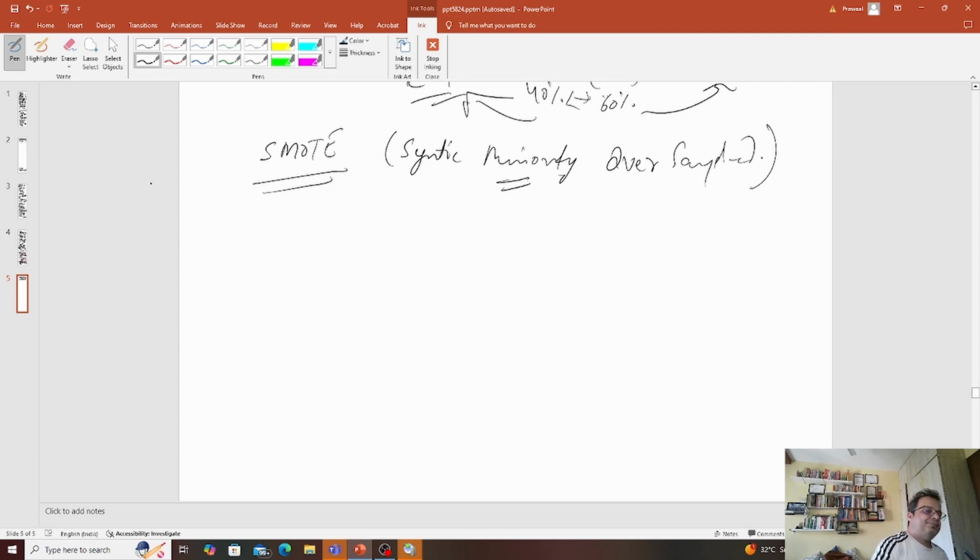The other similar thing is called bootstrapping. When we talked about the earlier thing, we were putting data into k folds and randomly picking up things. In bootstrapping, you do it with replacement.